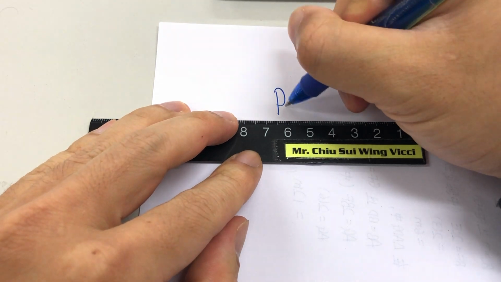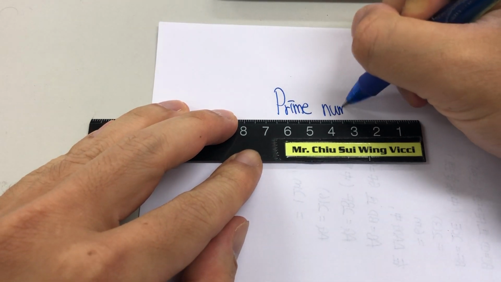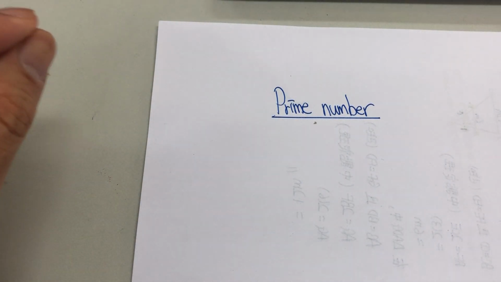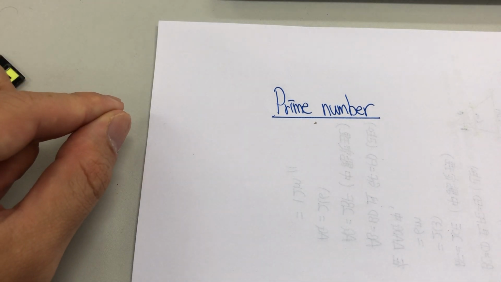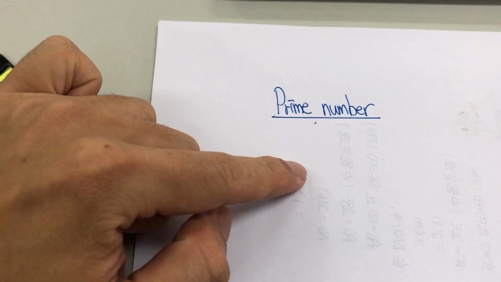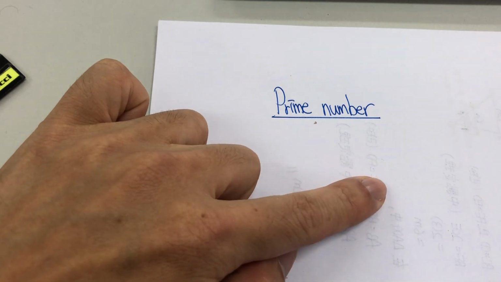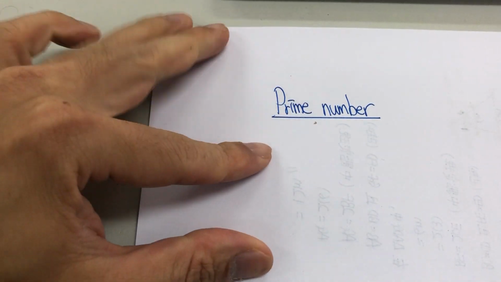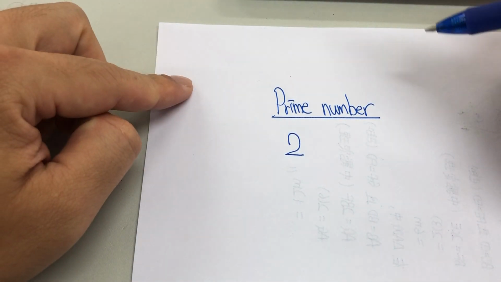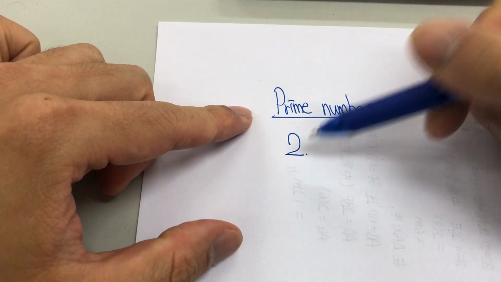So before we look at the PowerPoint, let's recall a very important keyword or concept, which is prime number. Have you got any idea? Can you tell me the smallest prime number is? What is the smallest prime number? Is it 0, 1, or 2, or 3? It's not 0, it's not 1. It starts from 2. So by definition, the smallest prime number is 2.